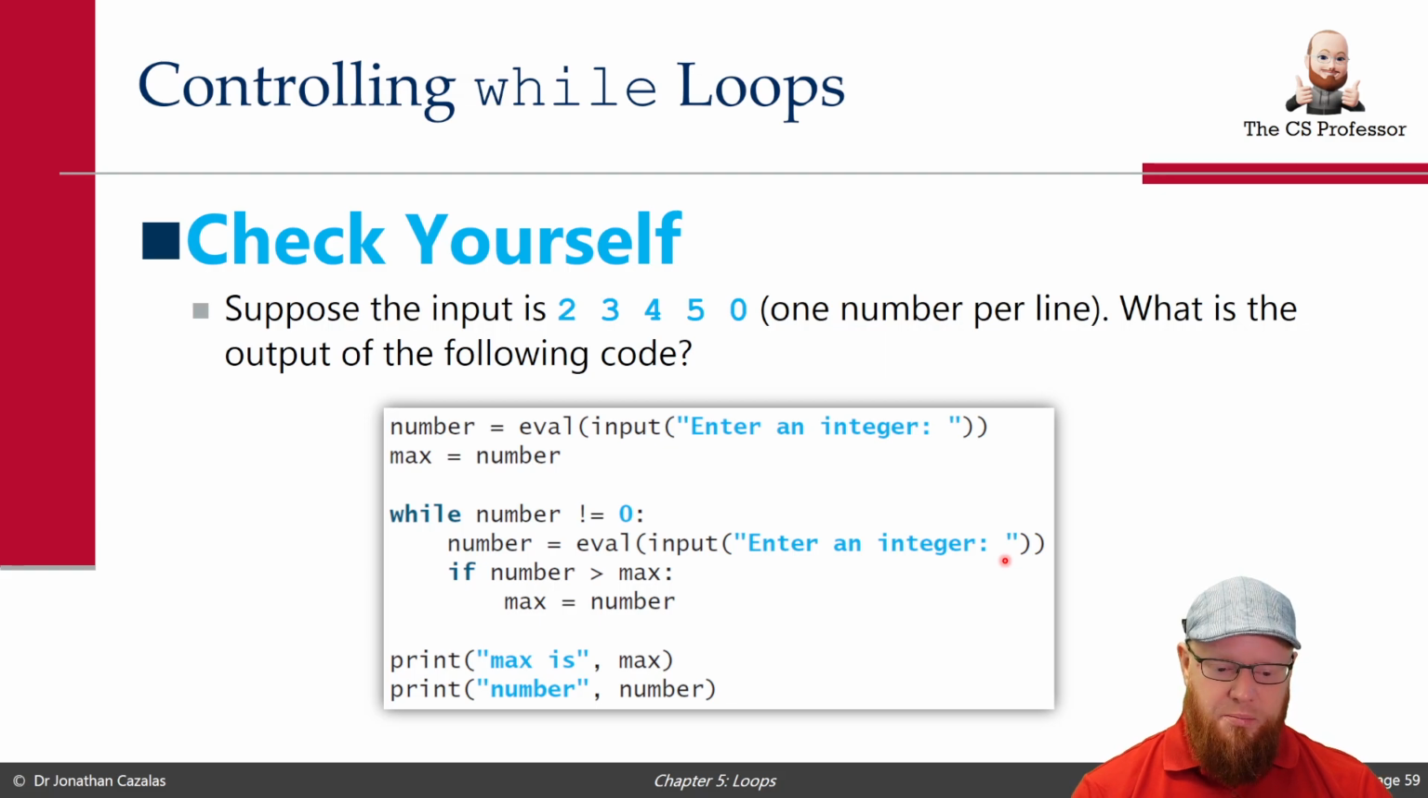Here's one more example that I won't cover due to time, but I would encourage you to pause the video, try to trace through this code on your own, knowing that the input that the user will enter will be 2, 3, 4, 5, and 0, and try to come up with what the max will be and what number will be when you print those last 2 lines of code.